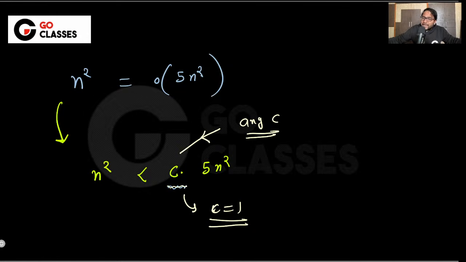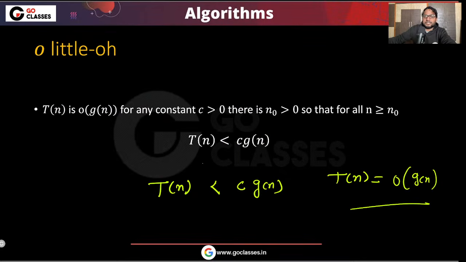Can you take any c and still it is true? No, right? Because here we need to find the counterexample. Can you tell me for what c this is false? Definitely for c equal to, let's suppose, 1 upon 100, this is false. So that's why it is not true for any c. Just read this definition once more and let me know if you have understood.